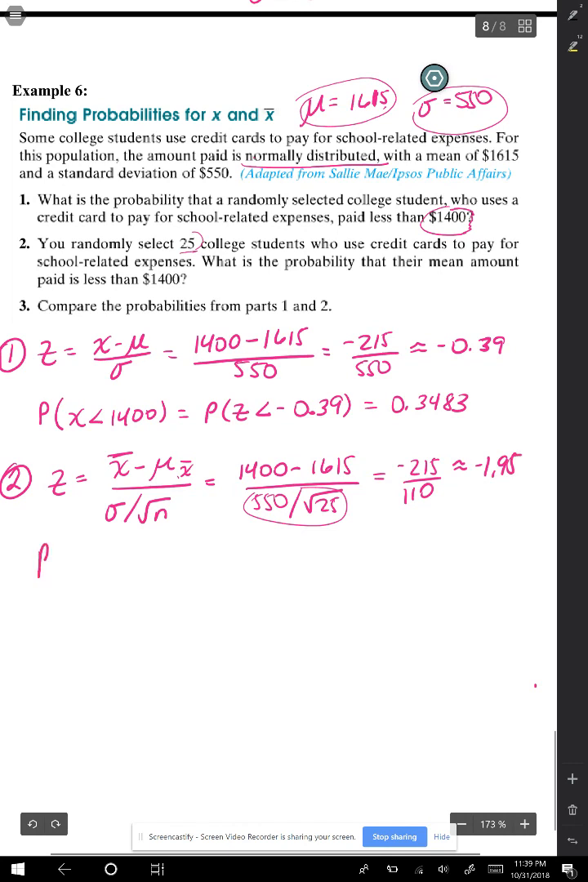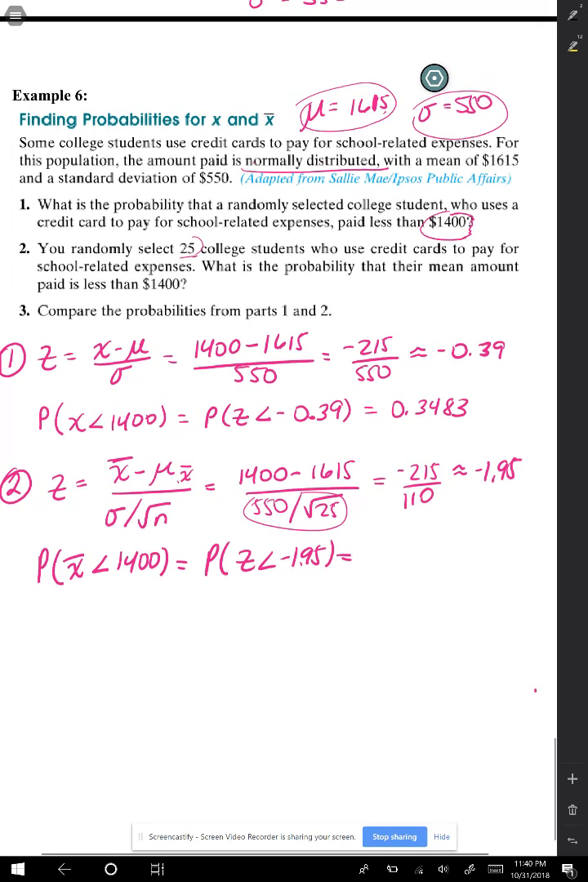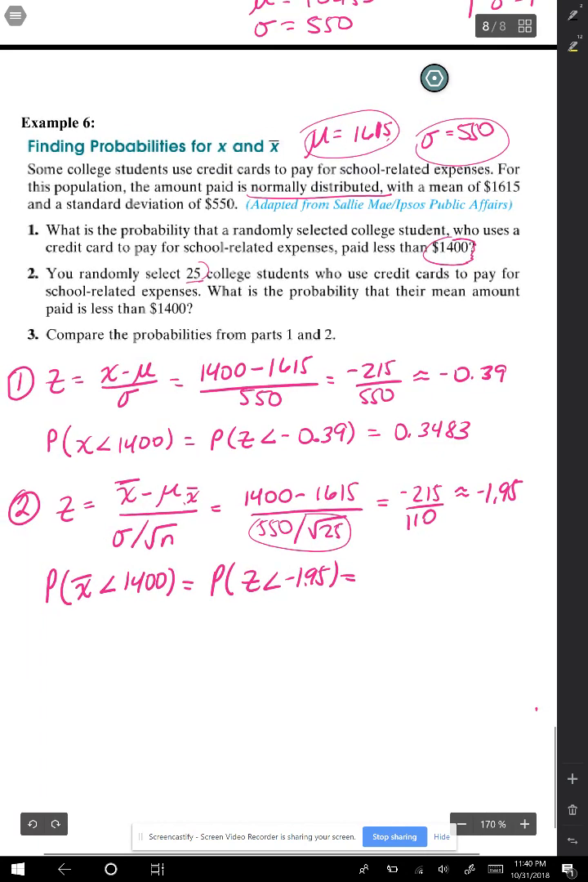So now again, I'm going back to the probability. The probability that the sample mean is less than 1400 would be equal to the probability that the z-score is less than negative 1.95. We find that either using the technology, the calculator, or using the table, and this would be 0.0256.